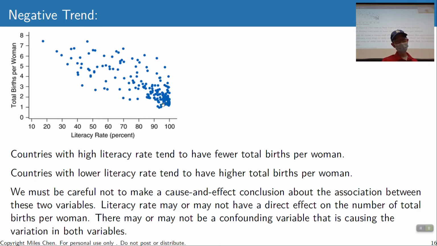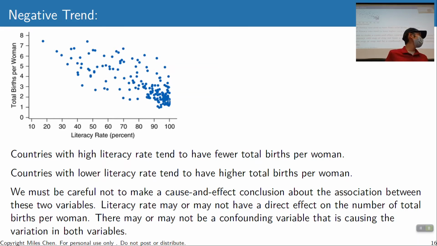And over here, we have a lot of countries with close to 100% literacy rate, and these tend to have total births per woman of around 2, a little bit less than 2, a little bit more than 2. Okay, there's quite a high concentration of countries there. So overall, we see a negative trend. Larger values of X tend to go with smaller values of Y. Smaller values of X tend to go with larger values of Y.